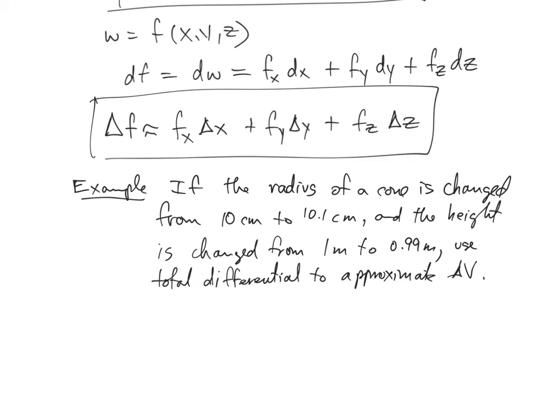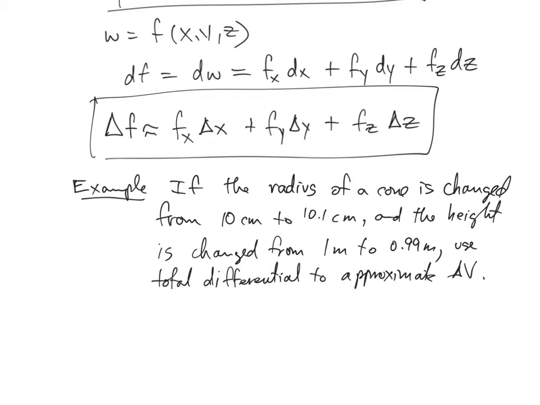Now obviously, if you had no idea what a total differential is, you could still calculate the change in the volume of the cone, right? Just calculate the volume of the cone with a radius of 10 centimeters and a height of 1 meter. You'll get a volume. Then find the volume of a cone with a radius of 10.1 centimeters and a height of 0.99 meters. You'll get a different volume. Okay, now you know how much the volume changed, right? You can always do that. But if you're asked to use total differential, well then you're going to approximate this change, not by calculating function values, but by using the partial derivatives, okay?